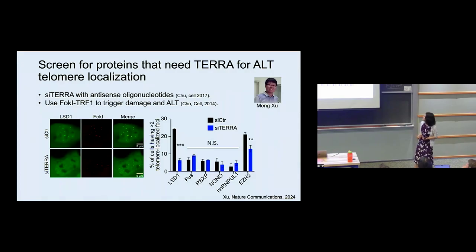TERRA with ASO, and then we use this DNA damage assay to screen for proteins that need TERRA for localization. And by doing images like that, we have control, and then we have TERRA knockdown, and here showing the LSD1 protein. And you can see that the localization to the telomere is fine upon DNA damage, but if we knock down TERRA, it's gone. So it really depends on TERRA for its localization. And we also find EZH2, but LSD1 was the most dramatic. We don't find others like nucleolin. It's just not very obvious in the system.